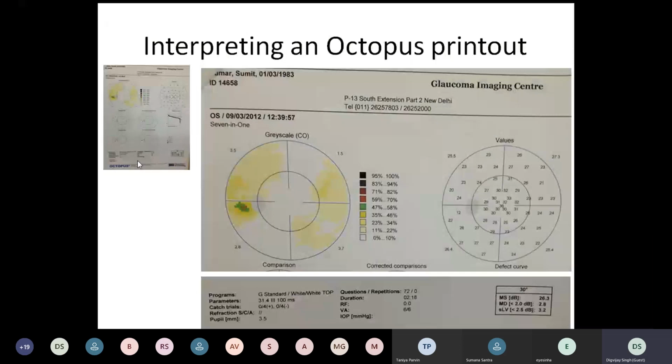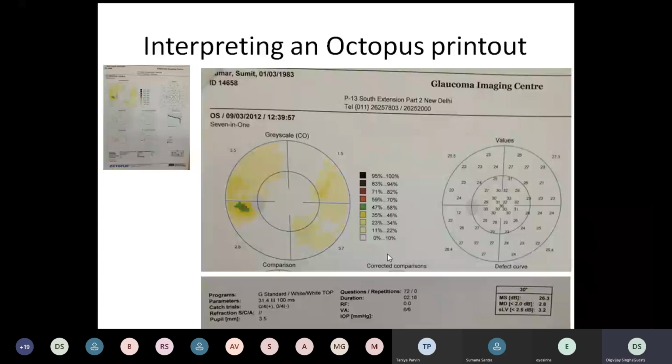This is what an Octopus printout looks like. This is by Haag-Streit. Humphrey was by Zeiss. This is very similar to Humphrey. It again gives you the demographic details on top. In place of a grayscale plot, you get a colored plot here, which tells you where the sensitivities are. And you have the absolute sensitivity values here. You also have something known as catch trials, which are essentially the equivalent of the fixation losses. And you have false positive and negative errors mentioned here too, just as in a Humphrey visual field.